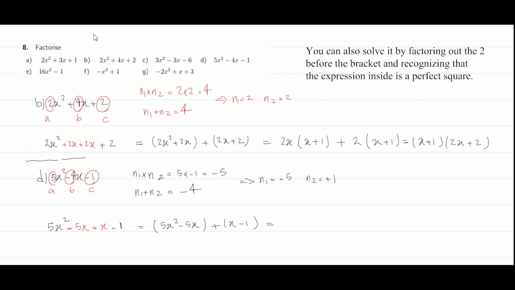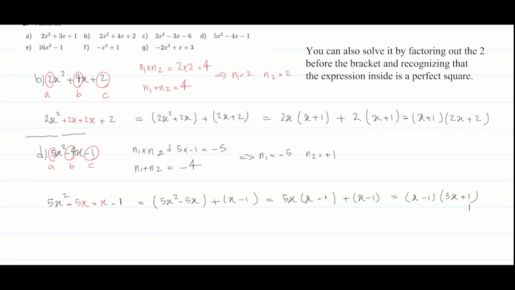Now I'm going to factor out the common factor out of each bracket. So the first common factor from the first bracket is 5x. So it can be written as 5x times x minus 1. And the last one, we have x minus 1 as well inside the bracket. As you see in here, we have a common factor, which is x minus 1. So we can actually factor it out from the expression. So it can be written as x minus 1 times 5x plus 1.